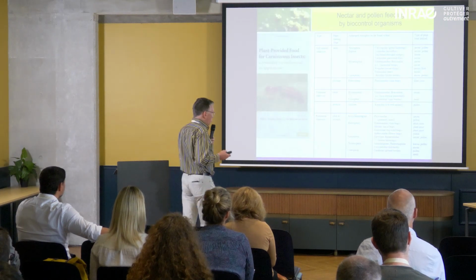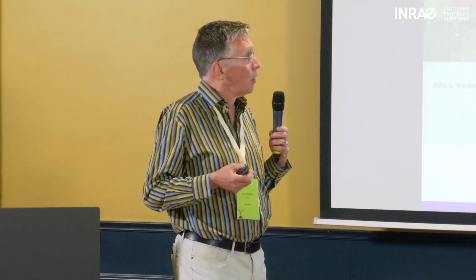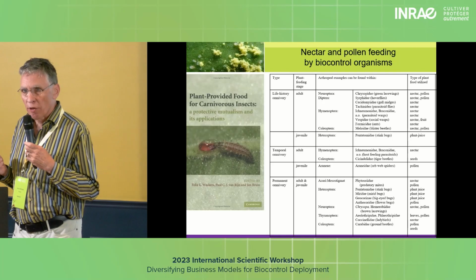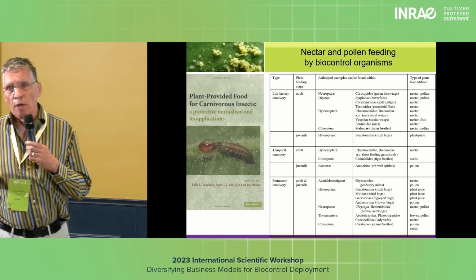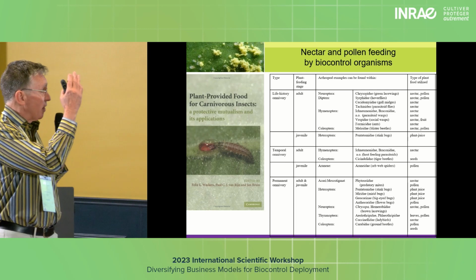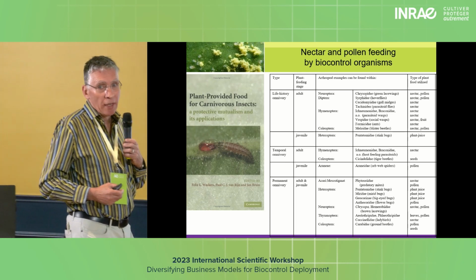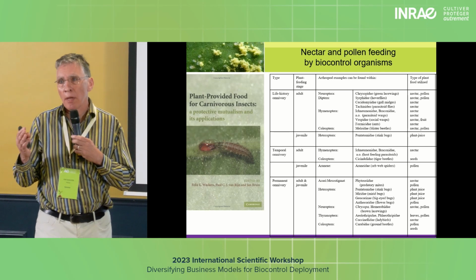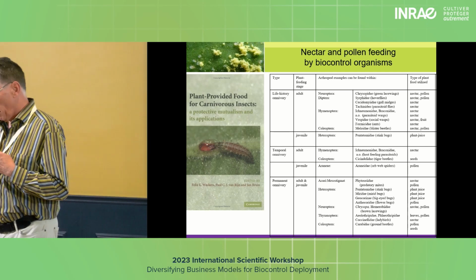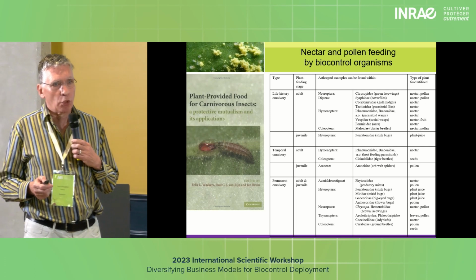And this is an overview that we made a while ago about different groups of biocontrol agents and their reliance on floral resources, and you see that basically everything that is relevant in biocontrol is on this list because all of them require nectar or pollen feeding. So it's something that we should not overlook.